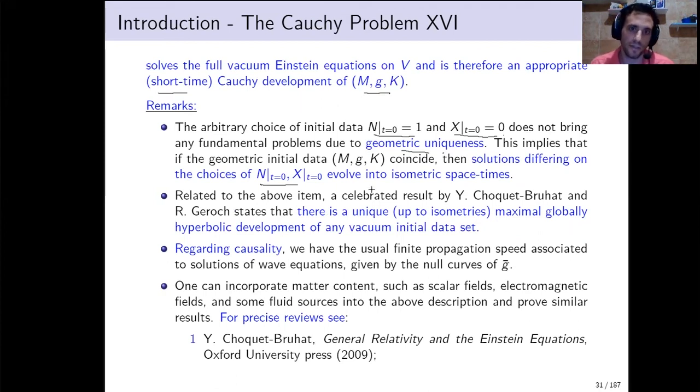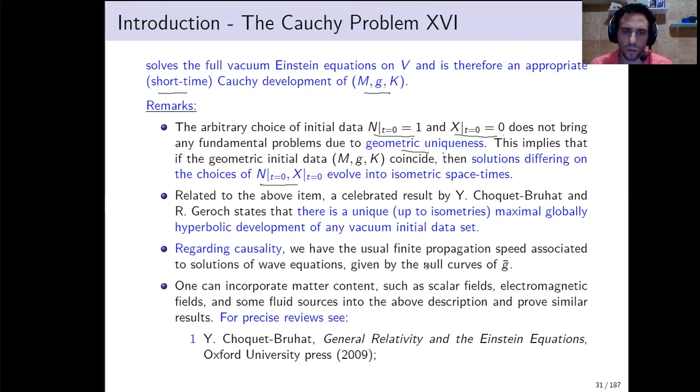And related to this, there's also a celebrated result by Choquet-Bruhat and Robert Geroch that states that there is a unique up to isometries maximal globally hyperbolic development of any vacuum initial data set. And also we have good causality properties that exhibit finite propagation speed associated to the solutions of wave equations. And in fact, in particular, the maximum speed is given by that of the null curves of the solution.